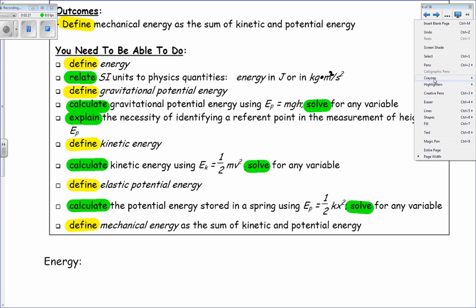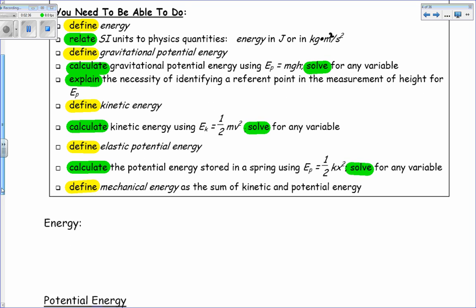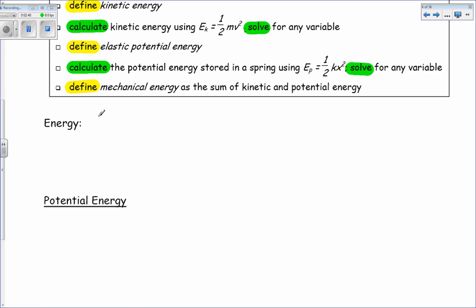Okay. So that brings us to where we want to start making some notes here. Getting into some definitions, and then we'll look at each of the three different types of energy, and then finally look at mechanical energy. Energy is the ability to change an object or its environment.